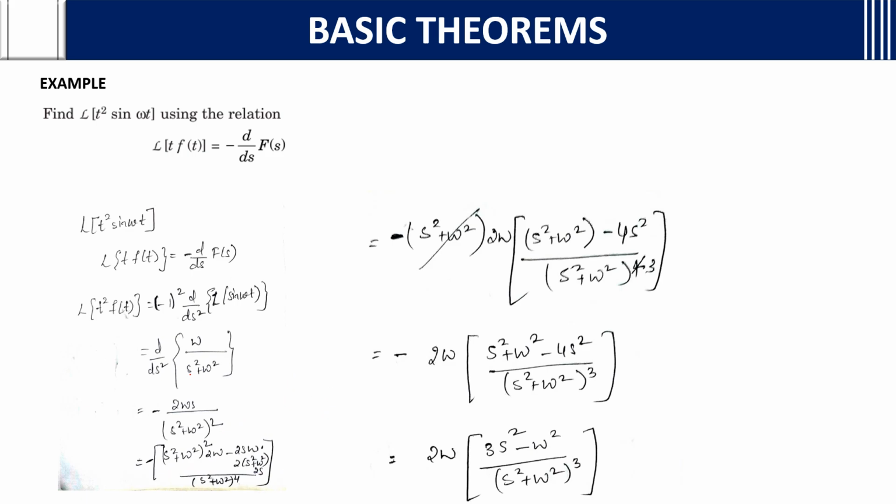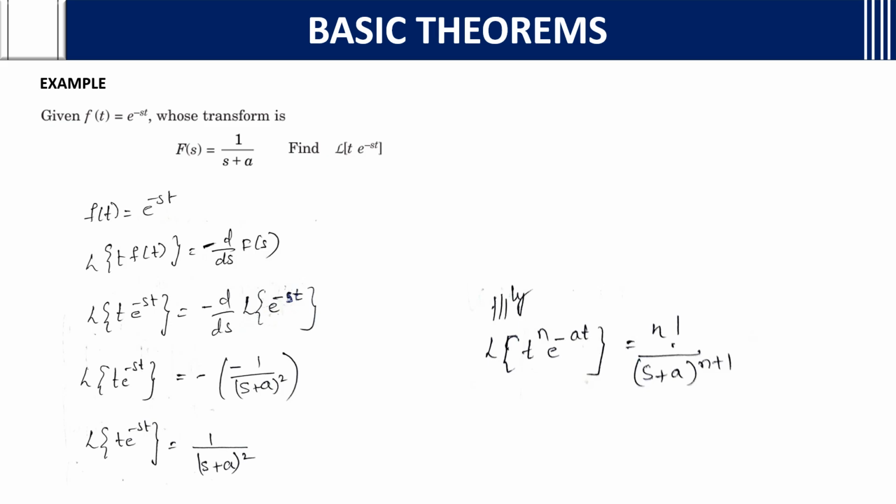I hope you know this, you will already have studied it in the PUC, but again I am saying, see, the u by v formula is v into differentiation of u minus u into differentiation of v, by v square. If you do, you will get the equation I am highlighting now. After that, we can cancel some of the things. Then you will get 2 omega into 3 s square minus omega square by s square plus omega square whole cube.